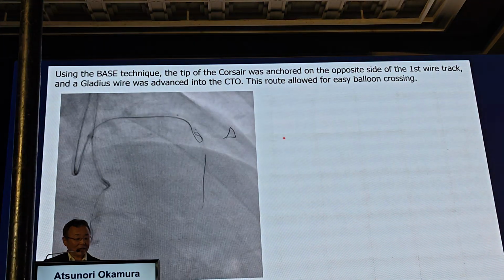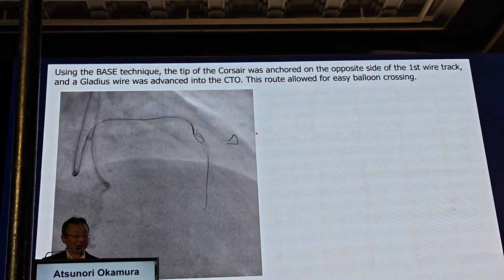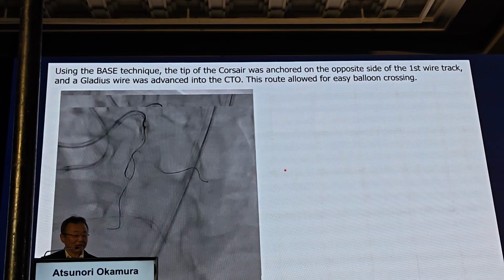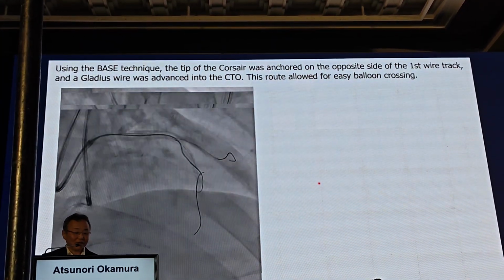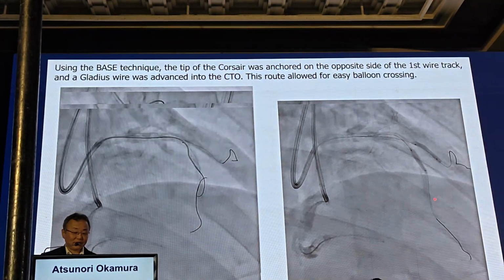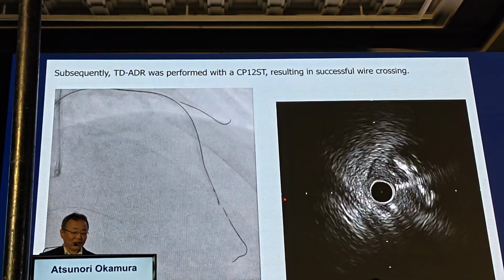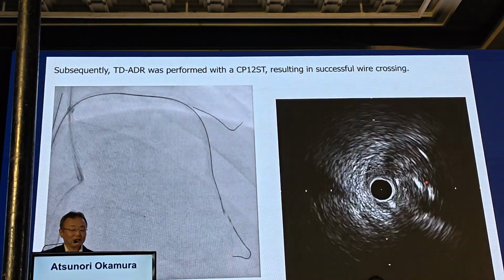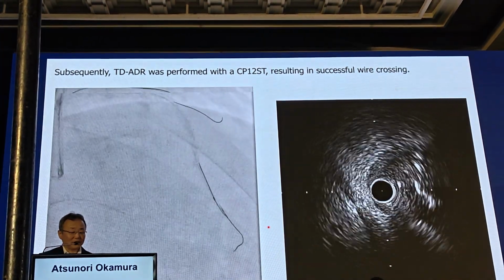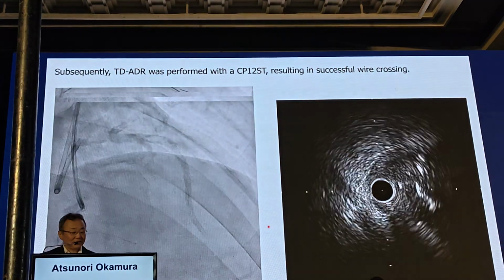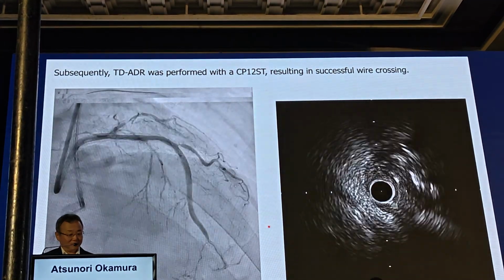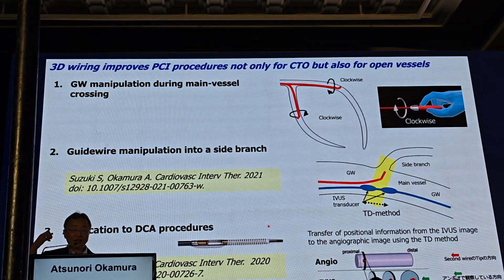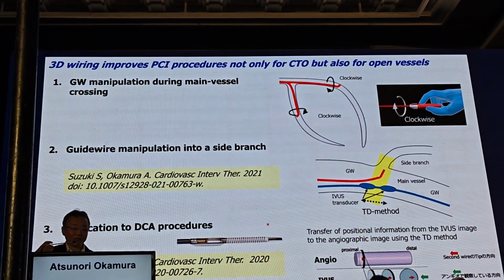Then I did a knuckle wiring, a BASE technique, inflated the balloon, and changed the route the other way, left side. Then knuckle wiring, then opened it here, then opened here, and I did TD-ADR from the subintimal space to the lumen, like this one. Then put the stent and refolded. So it's very hard, but we could do it using the tip detection method, if the guide wire entered into the subintimal space.